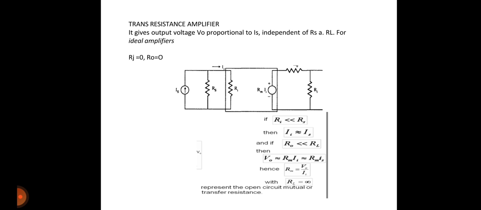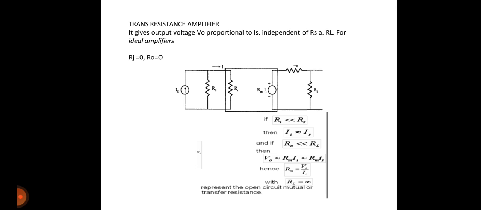From the input side, in the place of Ii you substitute Is. Hence Rm equal to V0 divided by Ii. So here I can say the output voltage is proportional to the signal current, where Rm represents the open circuit mutual or transfer resistance. What are the ideal values of the transresistance amplifier? That is Ri equal to 0, R0 equal to 0. What are the practical values of the transresistance amplifier? That is Ri is very much lesser than Rs, R0 is also very much lesser than RL.